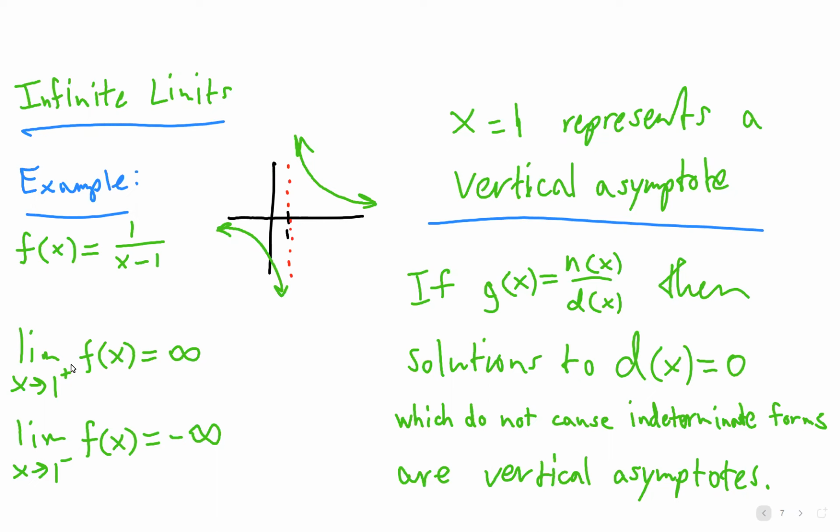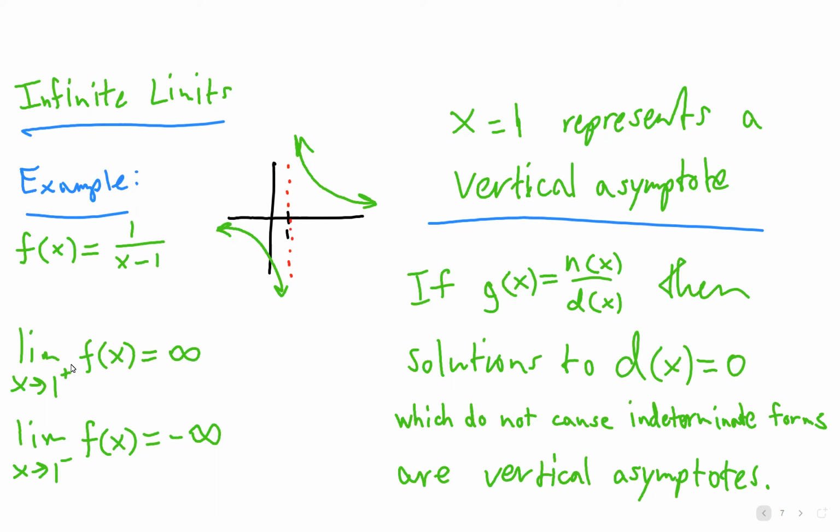This vertical asymptote can be figured out if you take the function and break it up into the numerator and the denominator as two separate functions and solve for the denominator equal to 0. So we would take that x minus 1, set it equal to 0, and then solve for what the x values would be that would satisfy that equation.